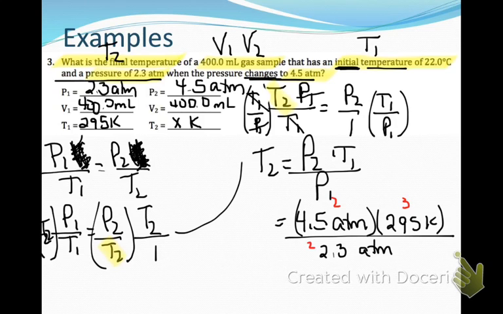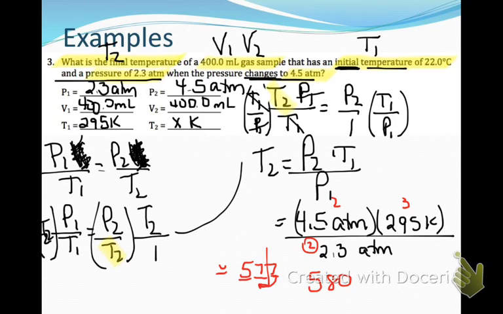So it's 4.5 times 295 divided by 2.3. So go ahead and do this. I end up with around 577. But I know I only want 2 sig figs because of this one right here. So I'm going to go 1, 2. This 7 is going to round up that 7 over there, so it ends up being 580.